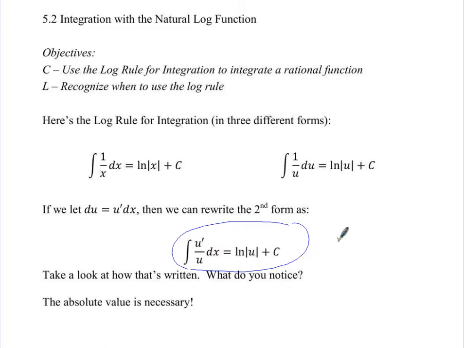So let's take a look at how that's written, and remember the absolute value after you take the integral is absolutely necessary because we can't take the natural log of a negative number. So we have to include them. But what do you notice about the way that this one right here is written? Like in terms of patterns.